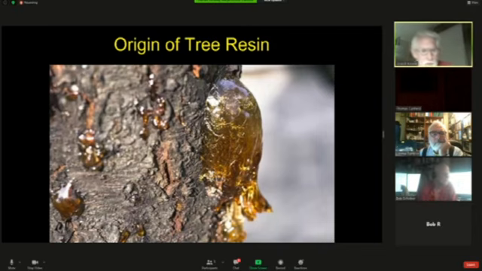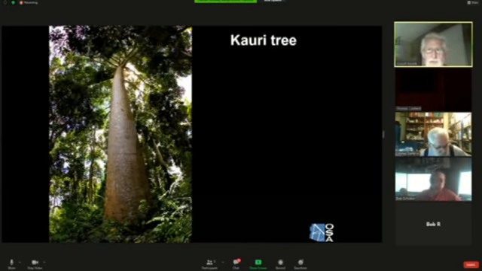Resin is actually a special substance composed of many different molecules that are specifically for healing the wounds to the tree, by whatever mechanical means or an animal chewing on it or something. So it's a very different substance.